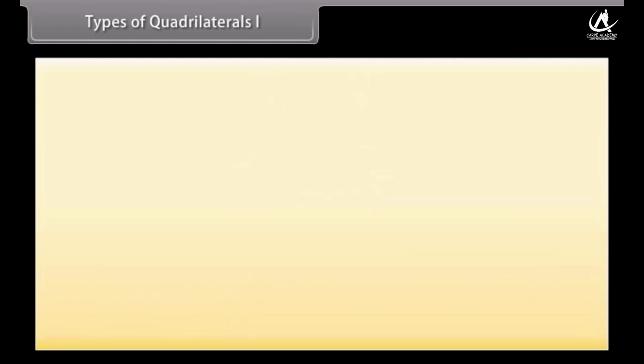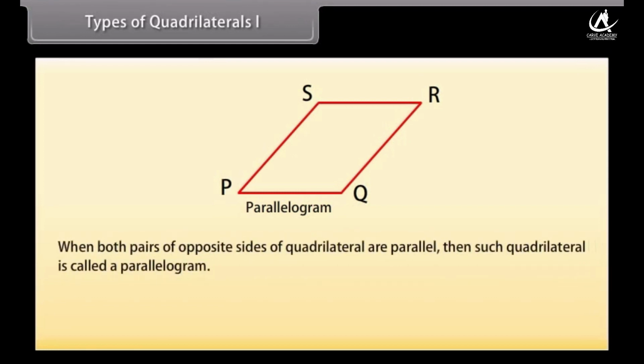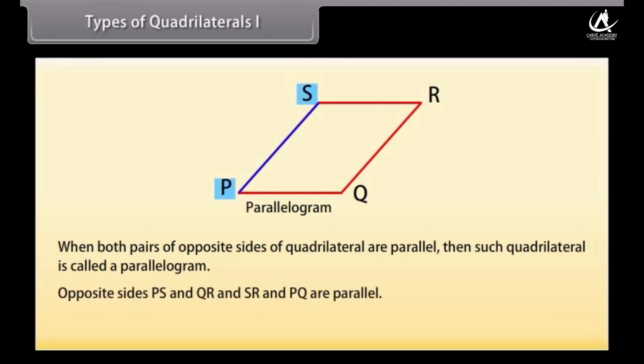Next is parallelogram. When both pairs of opposite sides of quadrilateral are parallel, then such quadrilateral is called a parallelogram. Here opposite sides PS and QR and SR and PQ are parallel. So PQRS is a parallelogram.